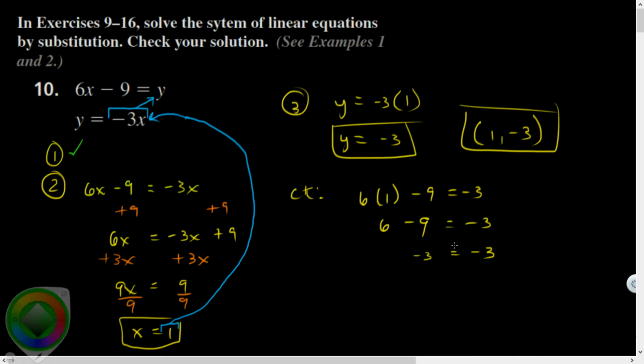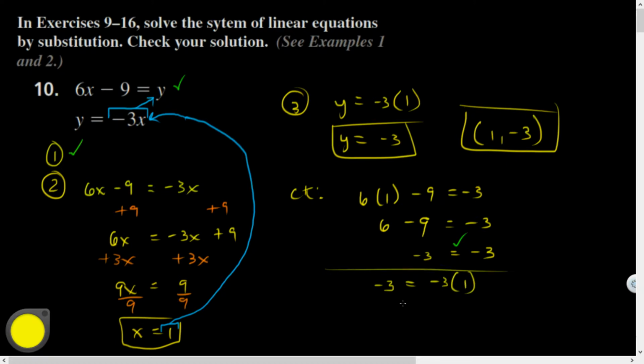So hey, this is true when I plugged that in. So that means it works in the first equation. Does it work in the second equation? Yeah, I'll plug in negative 3 for y. Is that equal to negative 3 times x, which is 1? So here I'm checking the second equation. Hey, negative 3 equals negative 3. That's also true. Good news for us. Since it's true for both equations, that means it is the solution of the system. Right? It's got to work in both simultaneously.